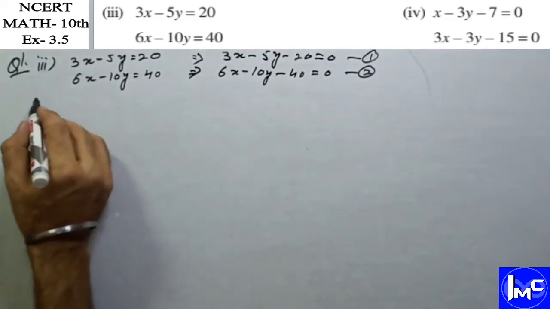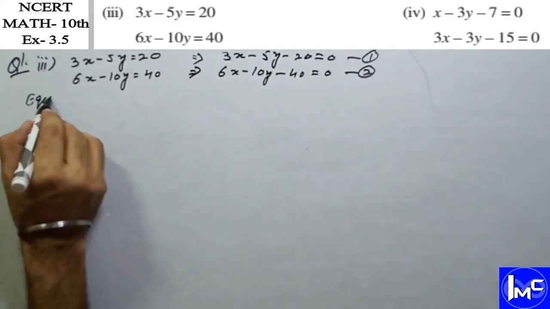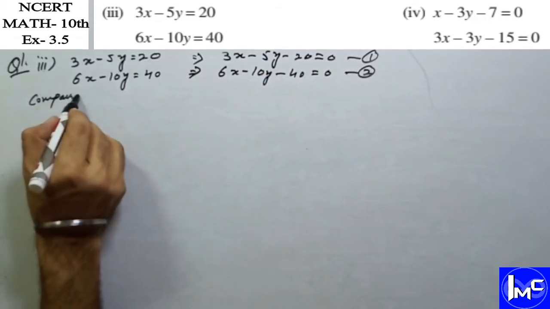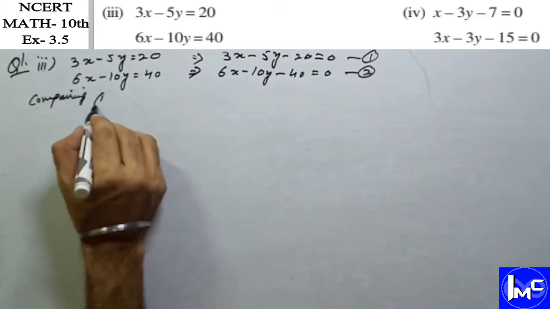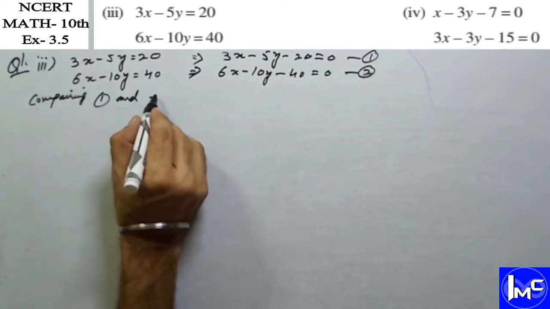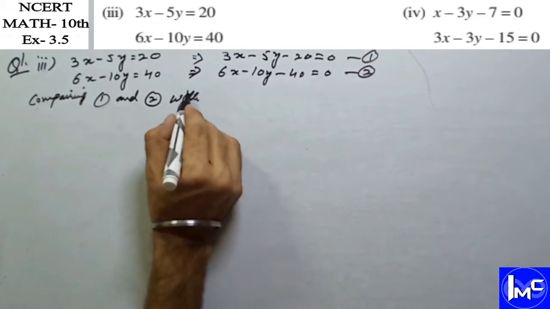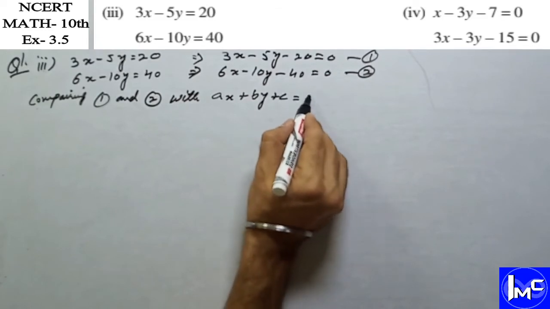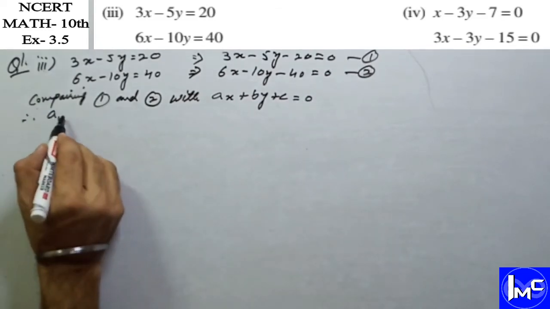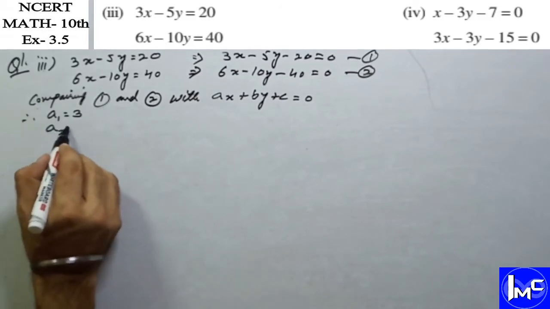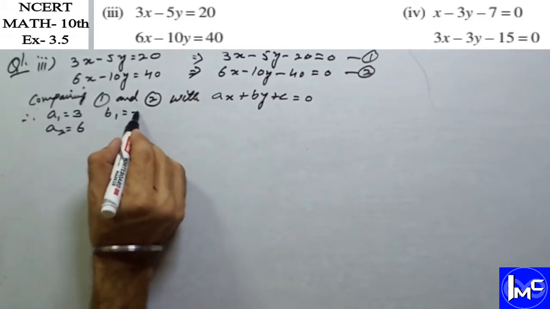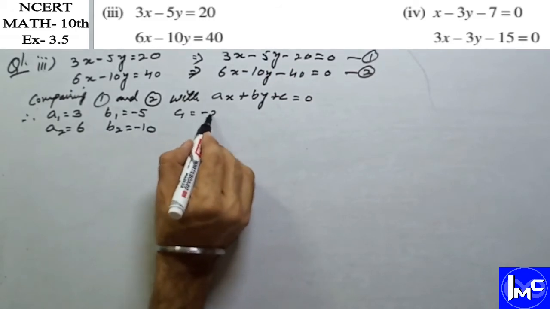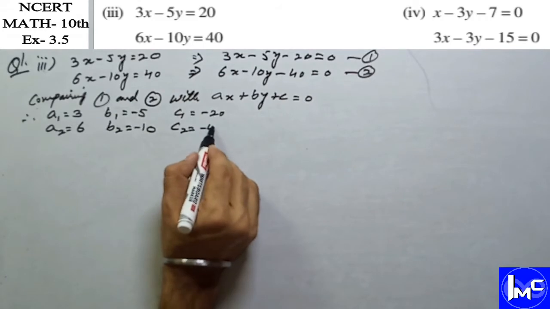Now we will be comparing equations 1 and 2 with ax plus by plus c is equal to 0. We will get a1 is equal to 3, a2 is equal to 6, b1 is equal to minus 5, b2 is equal to minus 10, c1 is equal to minus 20, and c2 is equal to minus 40.